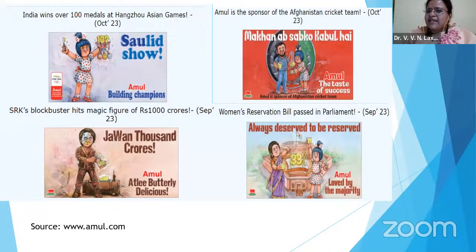So see how relevant it is to today's market. How dynamic they made themselves. Whatever happens in the country, whatever attracts attention in the country, they are trying to incorporate it into their communication and they are trying to connect with all of us. Friends, any one of you wants to comment or share anything on this point?